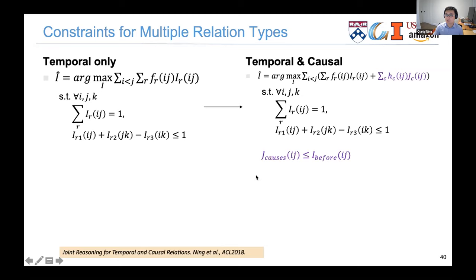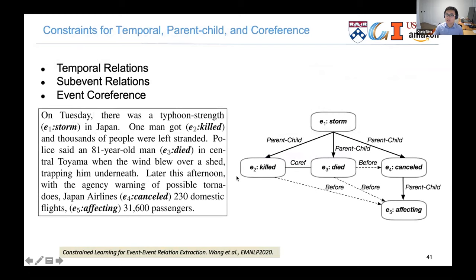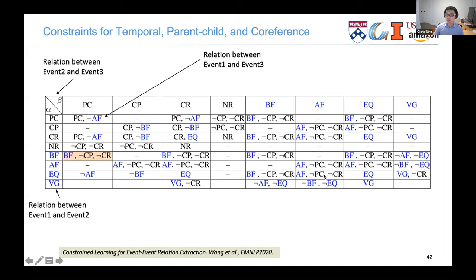To drive this idea home, a recent work at EMNLP 2020 takes three types of event-event relationships in one framework, namely temporal relationship, parent-child, which is called sub-event, and coreference. Recall that the same events, which are captured by event coreference, should share the same relationships to other events. And parent events temporally contain those child events. The constraint table in that paper is a little bit more complicated than the one we saw in the earlier paper in ACL 2018. But again, here alpha means the relation between event one and two, and beta is the relation between two and three. And the main body of the table is the choices left for the relation between one and three. And we can enforce these constraints in a global inference as well.